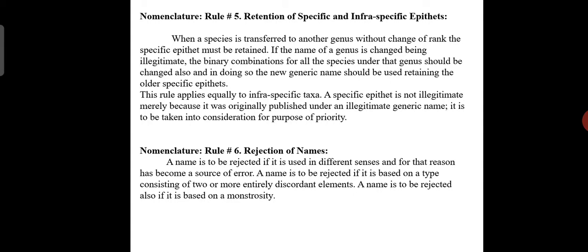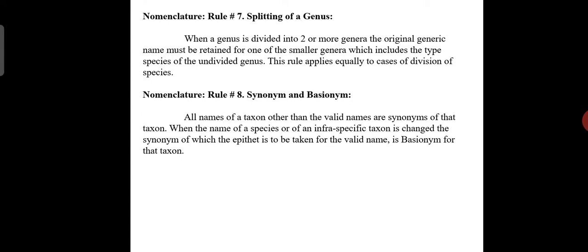And the sixth rule is rejection of names. The name is to be rejected if it is used in different senses and for that reason has become a source of error. The name is to be rejected if it is based on a type consisting of two or more entirely discordant elements. The name is also to be rejected if it is based on a monstrosity. Right. So the seventh rule is splitting of a genus.